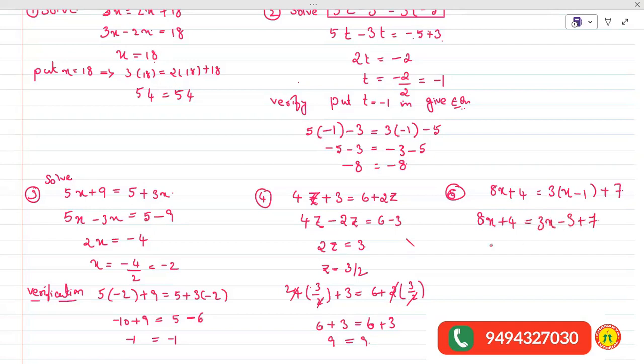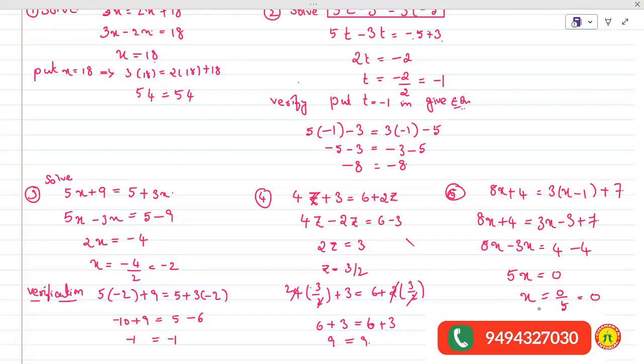Yes, very good. So we take 3x there and get 4 here. 8x minus 3x equals 4 minus 4. Sir, 5x is equal to 0. Okay, then what is the x value? Sir, x is equal to 1. No, 0 by 5 is 0. Sorry. Yes, 0 by any value will be 0.